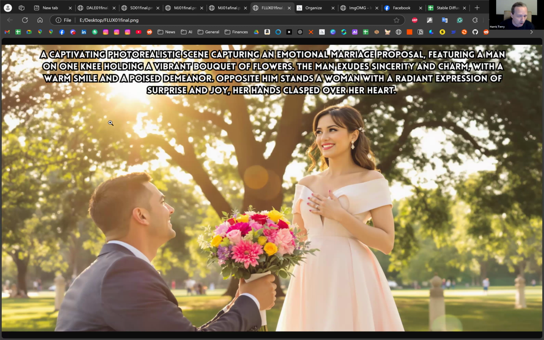So this is Flux, and this is run on Comfy UI, again, at home. There are some online services for Flux, but when you use those, you will be censored. So you will be censored, and also you don't get all of the negative prompts that you have.